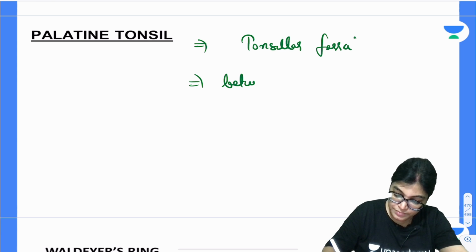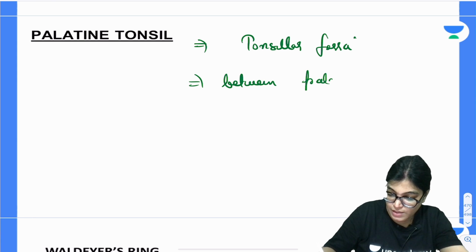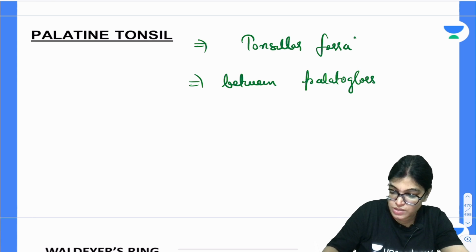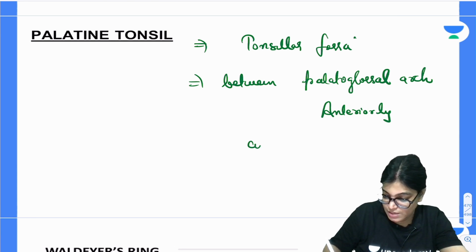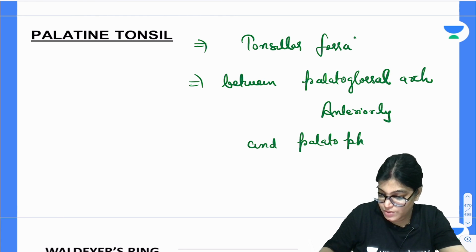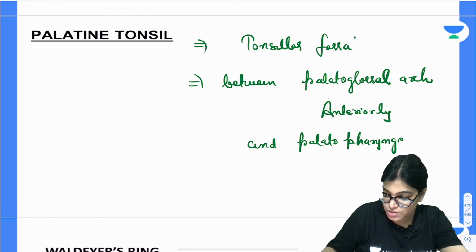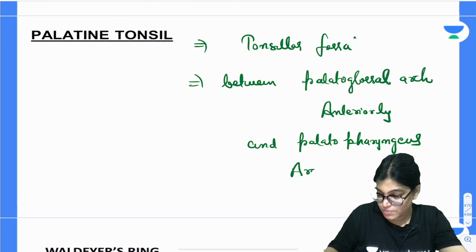Between the palatoglossal arch anteriorly and the palatopharyngeal arch posteriorly.